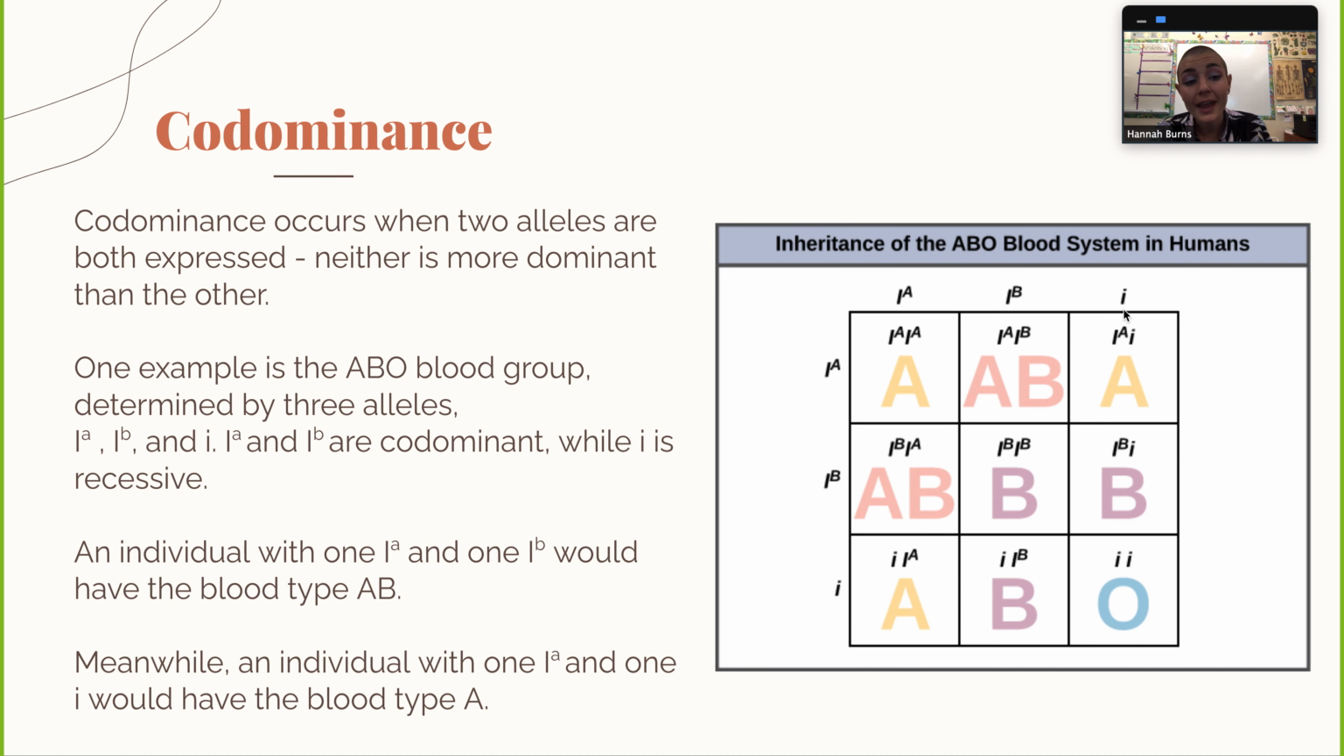If I only inherit one A and then a lowercase i, or two A's, then I'll have blood type A. And if I inherit two B's or one B, one i, then I'll have blood type B. If I inherit two i's, then I'll have blood type O. And this is a great Punnett square that shows all of those different possible combinations. So once again, codominance means that both of my alleles will be equally expressed. Neither one is more dominant than the other, which is why I can have A blood type, B blood type, or AB. And then O is recessive.